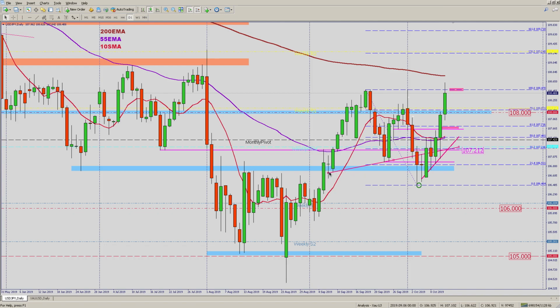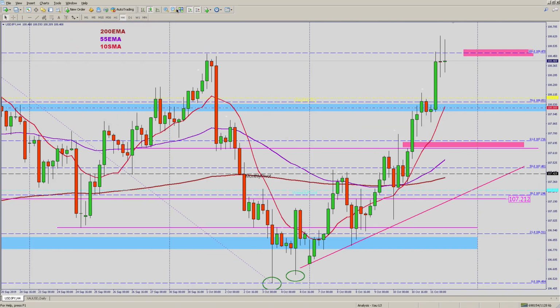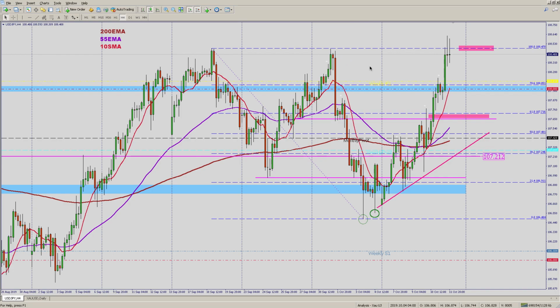Alright, and I think we can remove this trend line now. And we will identify this area as a resistance area at the 108.48 area, near 108.50.